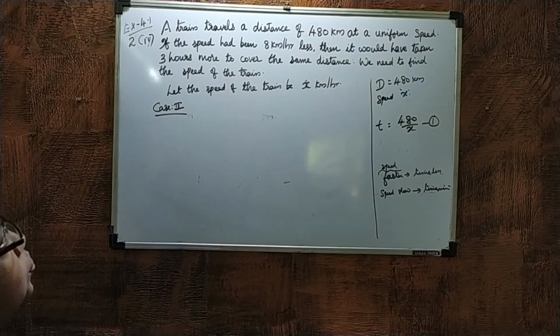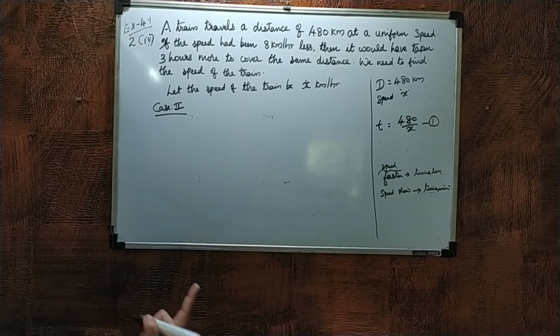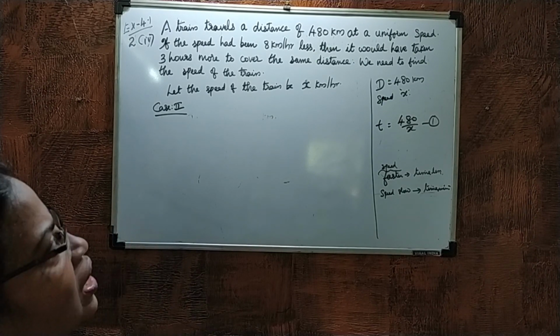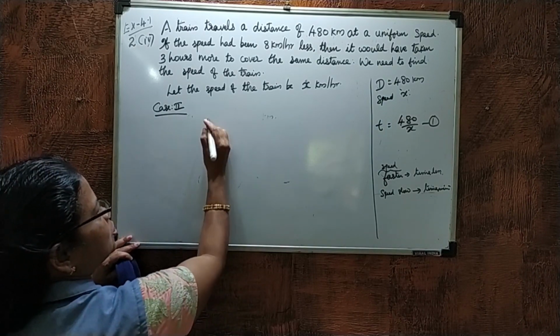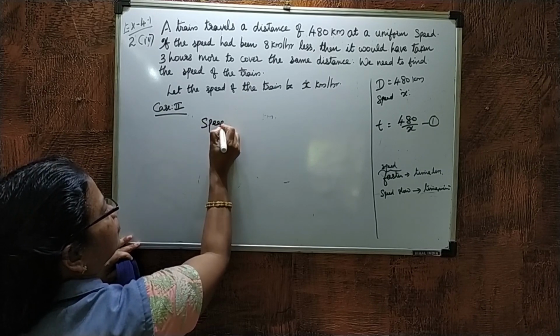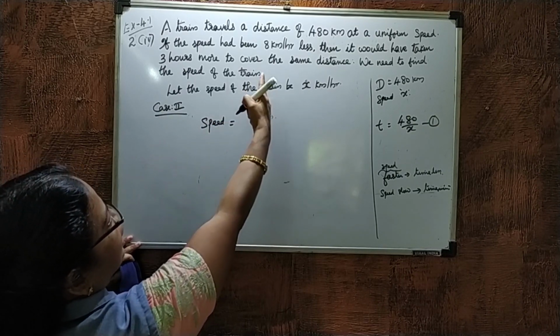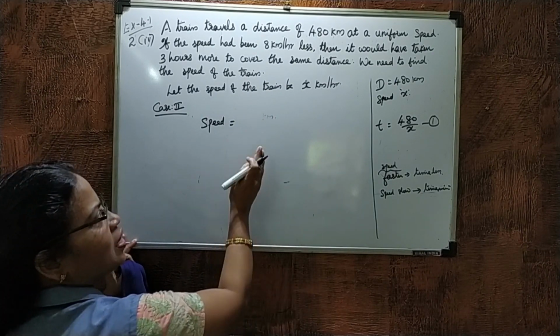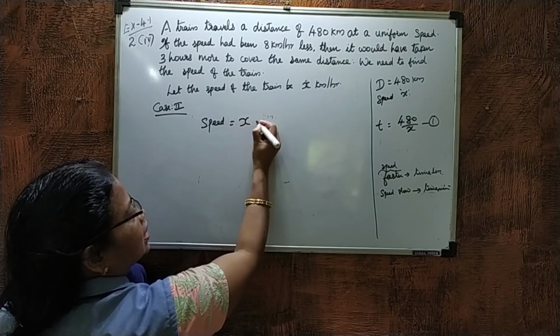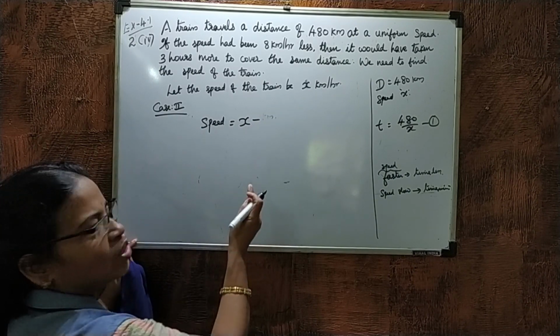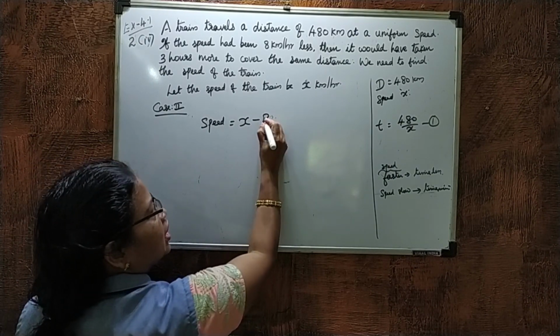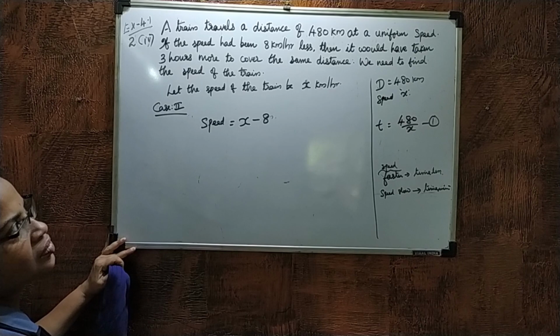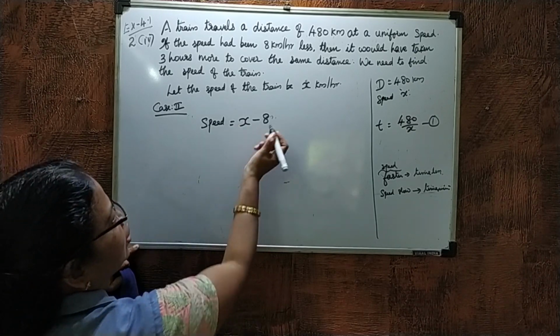What are the case 2? The speed had been 8 km per hour less. That means the speed will be 8 km per hour less. Already x was there, so 8 km per hour less means what? x minus 8 you have to write. Clear?